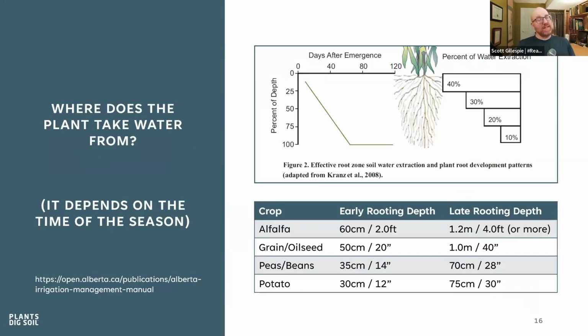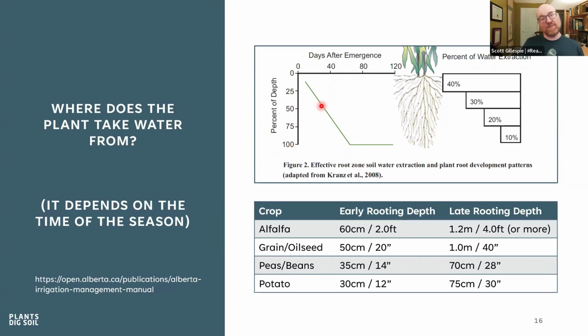And so where does it take it from? This chart here on the top shows a typical crop, and you'll notice that the scale here says percent of depth, and then days after emergence. So say in the first month or so, it's only going to use about 50%, it's going to be down about 50% of the way into the root zone.